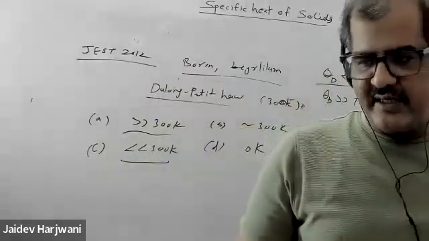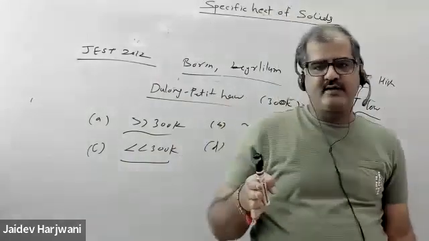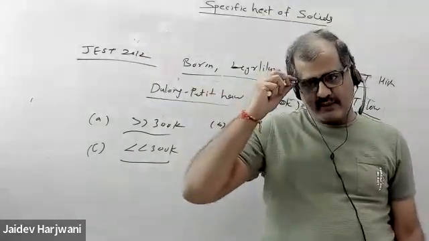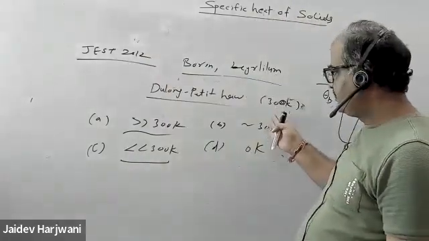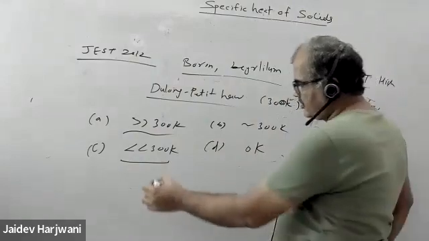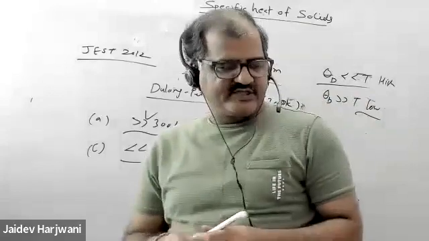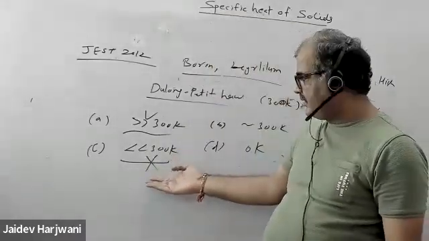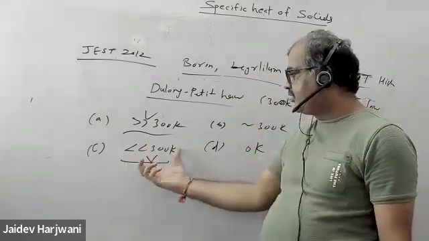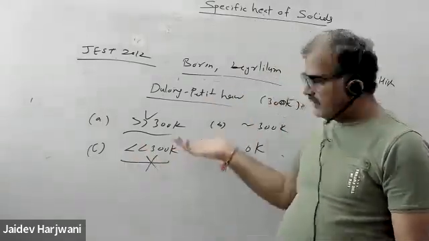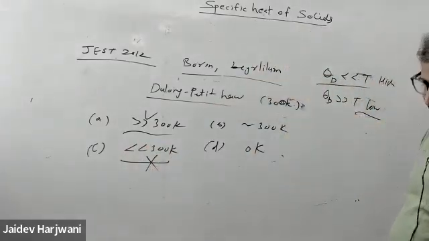The Dulong-Petit law will be satisfied only when my temperature is greater than my Debye temperature. It is not satisfying here, so that means this option is wrong and only this option is correct. If my temperature were higher than theta d, it should automatically follow the law. It's not following, so that means for these metals theta d is greater than the temperature.